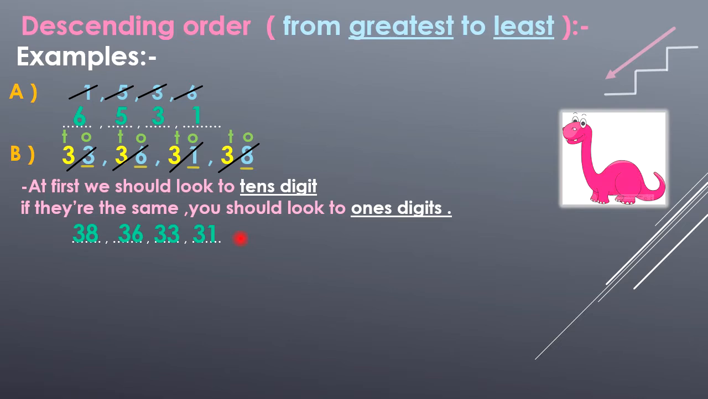And first we should put the homes, okay? And we should look to the tens digit, okay? If they are the same, we should look to what? Ones digit, okay?